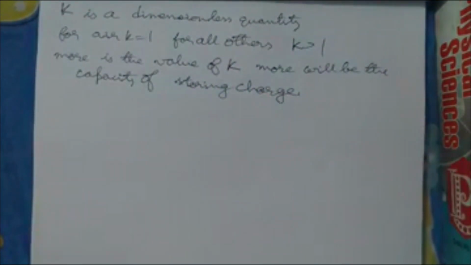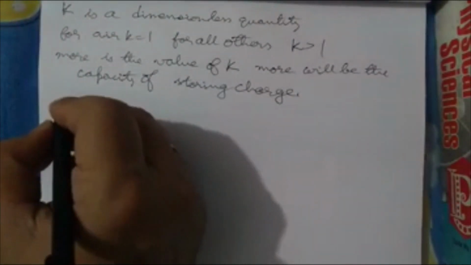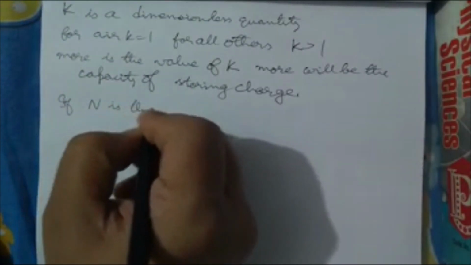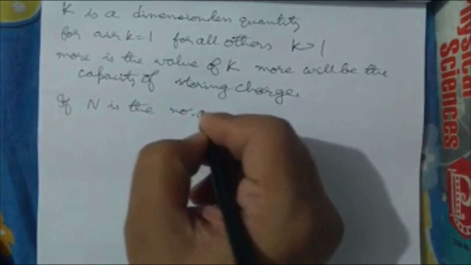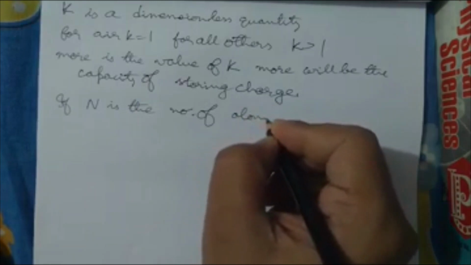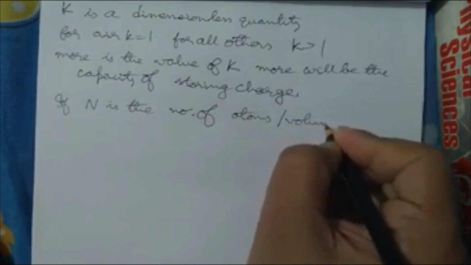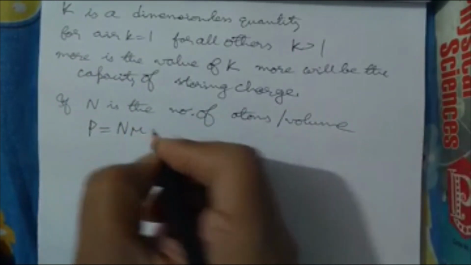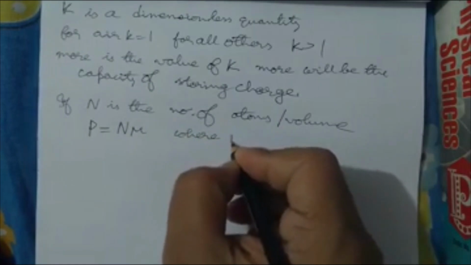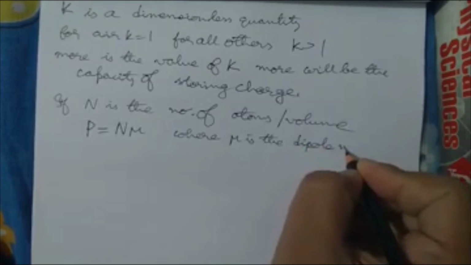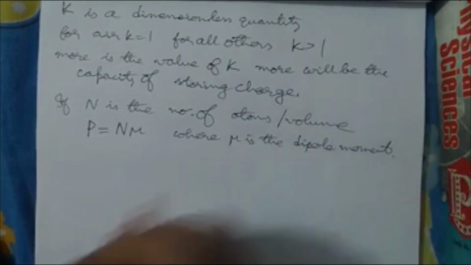Another thing is that if capital N is the number of atoms per unit volume, then polarization is given as N into mu, where mu is called the dipole moment.